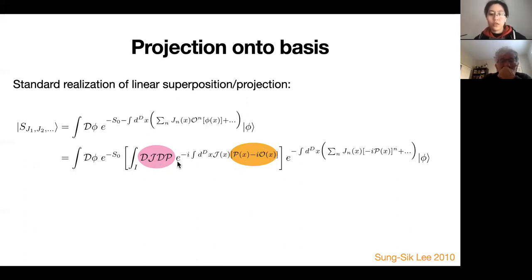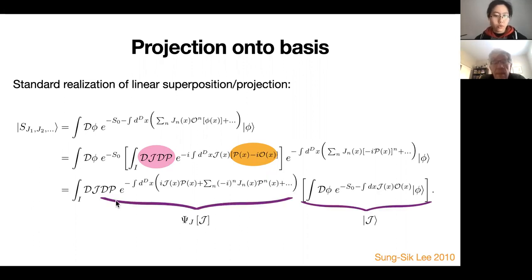So the curly J and curly P. The curly J will stand for the fluctuating single trace coupling, and the curly P is identified with the single trace operator. After a little algebra, we can write the whole formula into this form. So the form is the linear superposition of the basis with some coefficient. Later, I will also call this coefficient the wave function for this dynamical source.